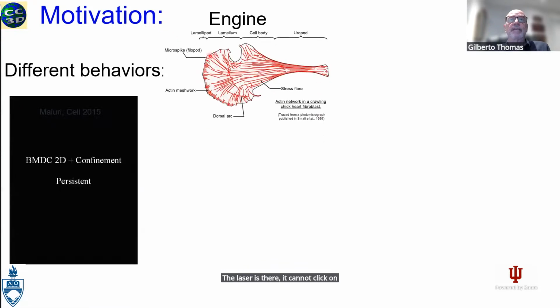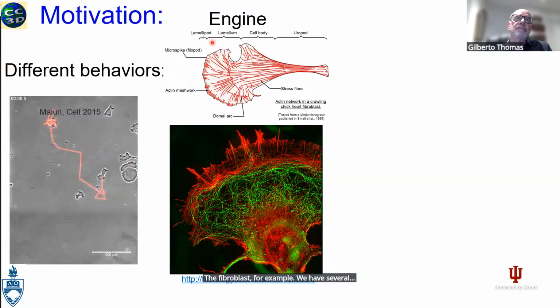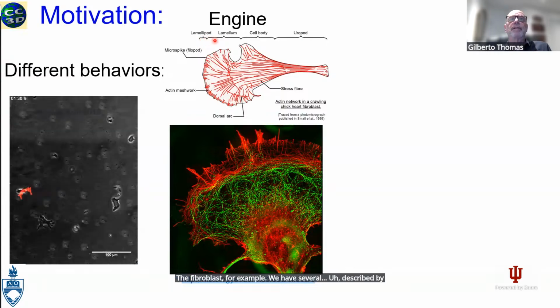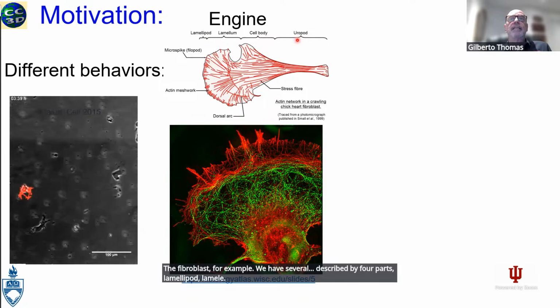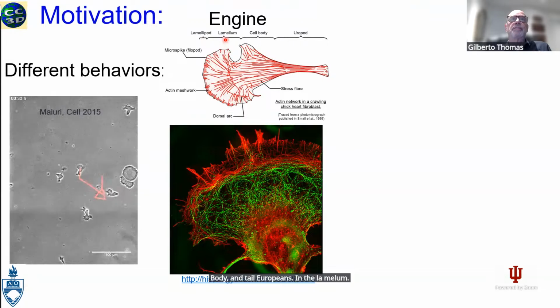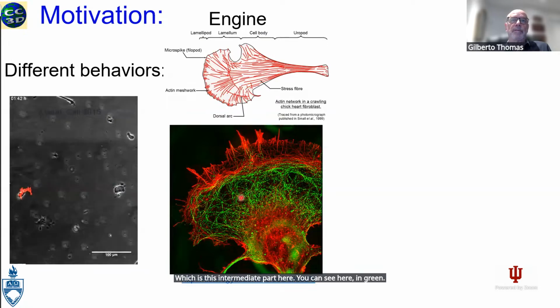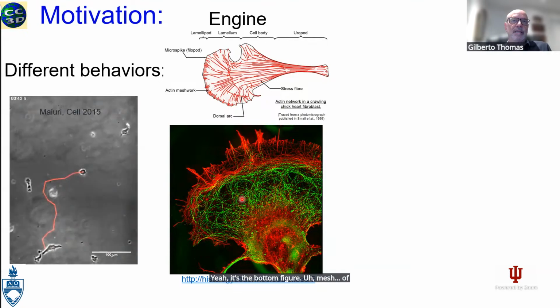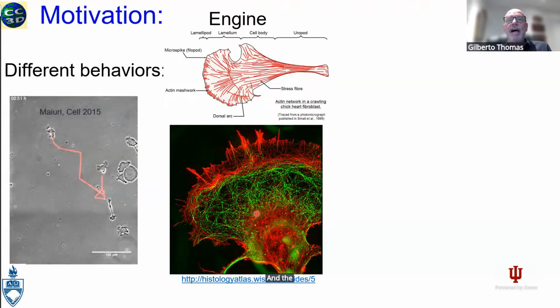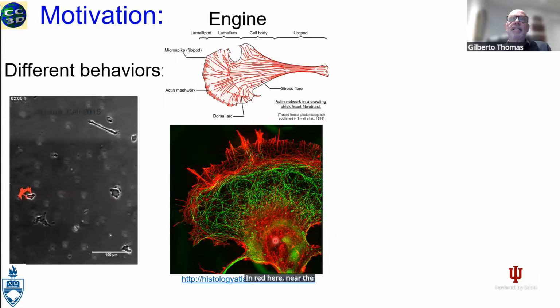See, this is a cell, a fibroblast, for example. We have a cell described by four parts: lamellipod, lamellum, body, and tail, the uropod. In the lamellum, which is this intermediate part here, you can see in green at the bottom figure a mesh of actin, and stress fibers in red near the cell body where the nucleus is.